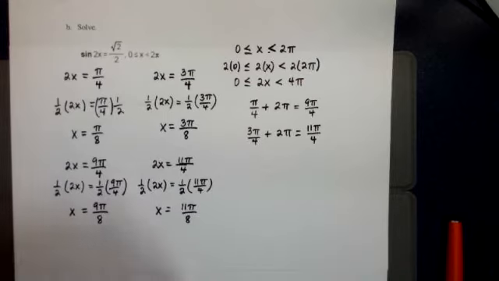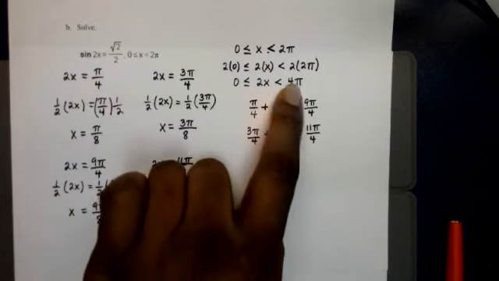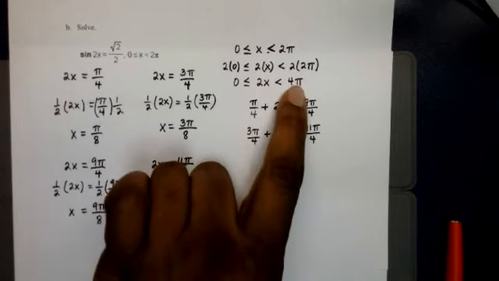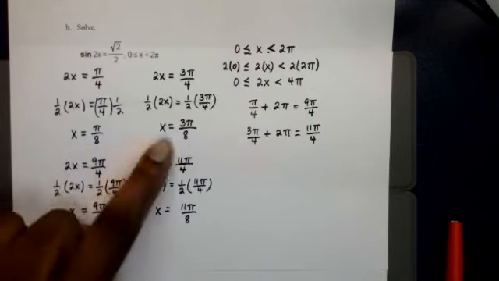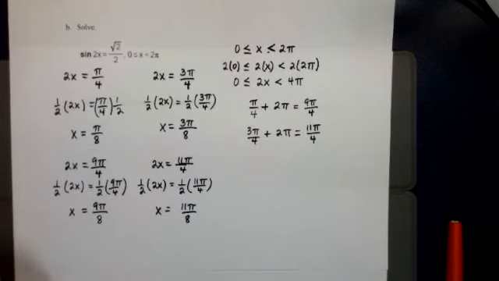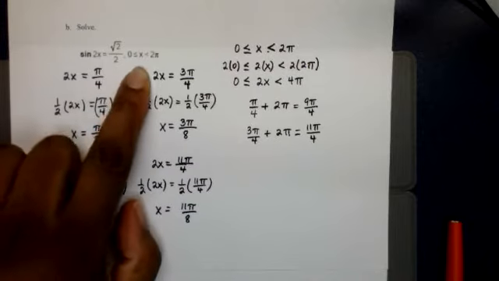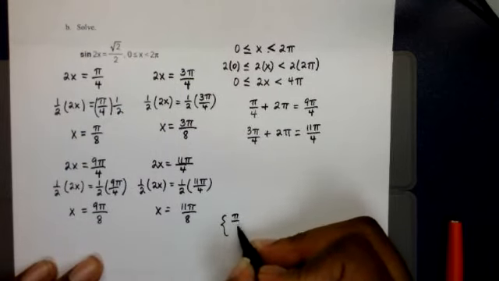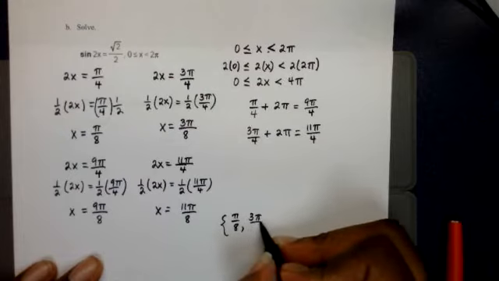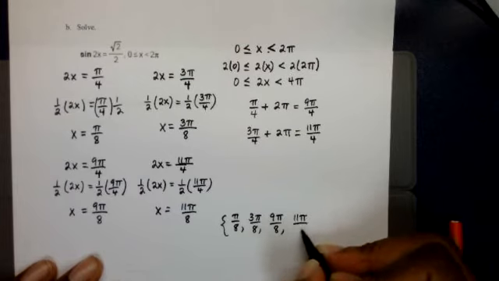Okay. And the reason why I had to add 2 pi here for the pi fourths and for 3 pi fourths is because of this restriction here between 0 and 4 pi. All right, so these are all the values of x where sine of 2x would be equal to the square root of 2 over 2, with the restriction that x is between 0 and 2 pi. So here they are: pi over 8, 3 pi over 8, 9 pi over 8, and 11 pi over 8.